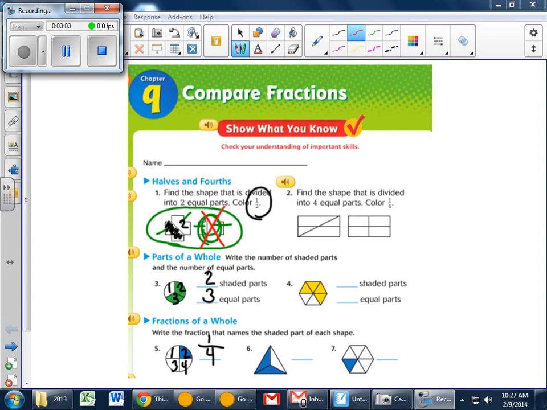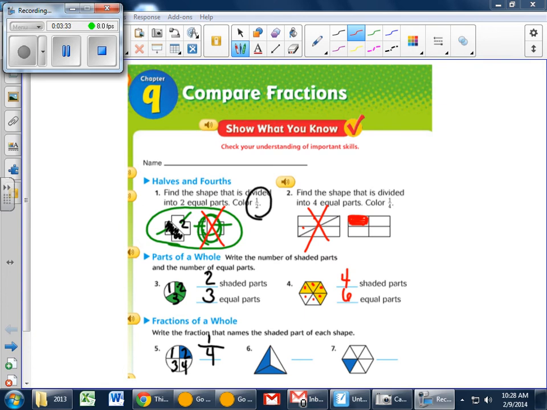Pretty easy review page. I'm going to go back up to number 2. Find the shape that is divided into 4 equal parts and color 1/4. You should have had one of these colored. It doesn't have to be this specific square rectangle, but it does need to be one in that shape because these are not equal sizes. It cannot be a fraction. For number 4, we had shaded parts 1, 2, 3, 4, and your equal parts 1, 2, 3, 4, 5, 6. So your fraction is 4/6.